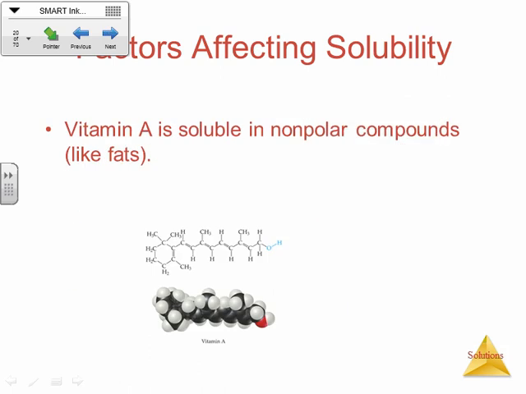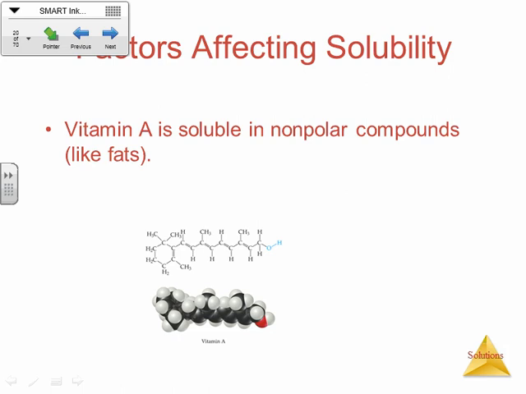Another thing here, have you guys heard of water soluble versus fat soluble vitamins? Maybe you've never heard this. There are certain vitamins you can take as many of them as you want all day and it's never going to hurt you. There are other types of vitamins, if you take too many, you can actually overdose and it's very bad for you. It has to do with whether they're water soluble or fat soluble. Vitamin A is only soluble in things like fats.